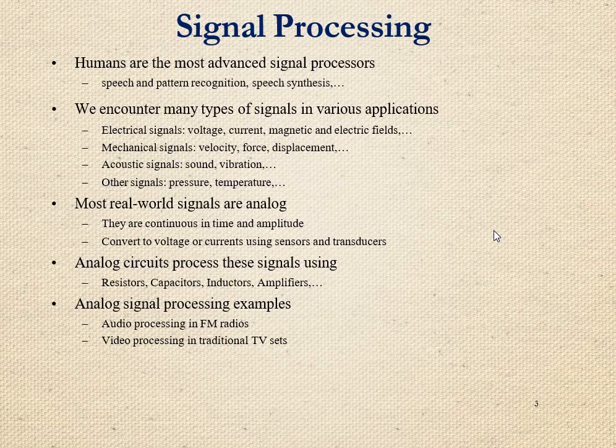Normally the signals are analog in nature. They are continuous in time and amplitude. If you want to process the analog signal, we should convert the signals into electrical signals using sensors and transducers, etc. Analog circuits process these signals using resistors, capacitors, inductors, and amplifiers. Some analog signal processing examples are audio processing in FM radios and video processing in traditional TV sets.